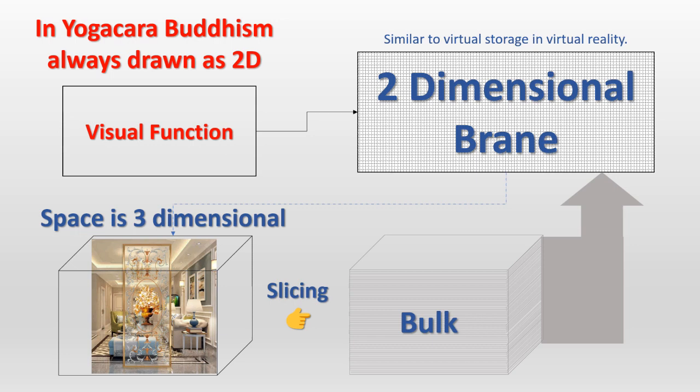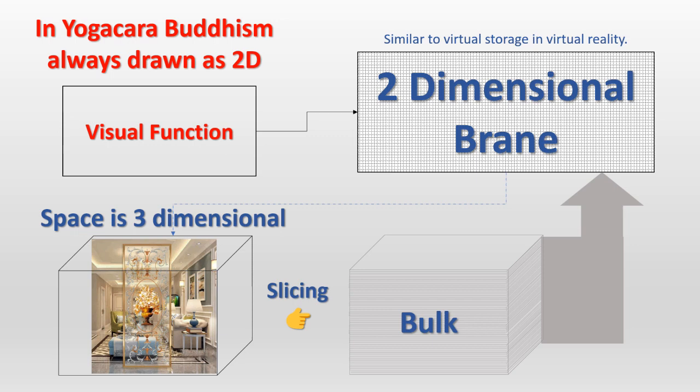The story of brane is rather complicated and complex, but let us keep it simple. Assume we cut the three-dimensional space into slices which are so thin the thickness is almost zero. Next, we assemble these slices together and form a sheet. Now we get a brane. This brane then represents the three-dimensional space. This brane now becomes the visual function of our consciousness.